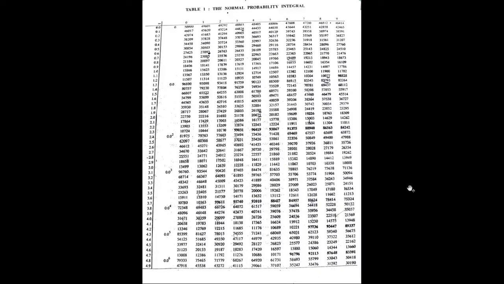See, this is the normal probability integral table. You know how to see the values in this table. There are 10 columns: 0, 1, 2, 3, 4, 5, 6, 7, 8 and 9. And from 0.0, 0.1, 0.2, 0.3 up to 4.9 are the rows available.